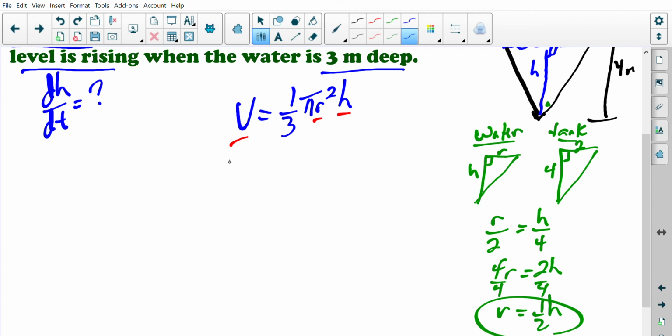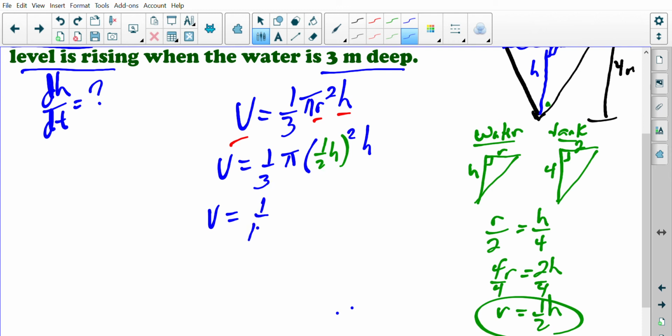So I'm going to keep the formula the way it is. Volume equals 1/3 pi. Instead of r, I'm going to put 1/2 h because that's what the radius is equal to. And now I'm going to clean this up. Again, you always want this to be as simple as possible when you go to do your derivative. So v is going to equal, so when I square a half, I'm going to get a quarter. Multiply by that 1/3, I'm going to have 1/12 now. Pi, h squared times h.